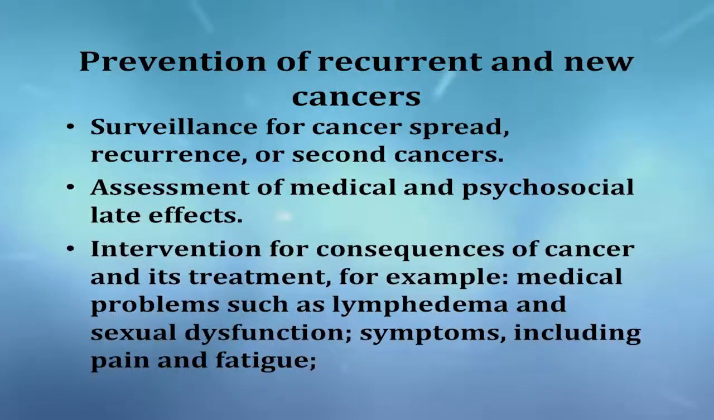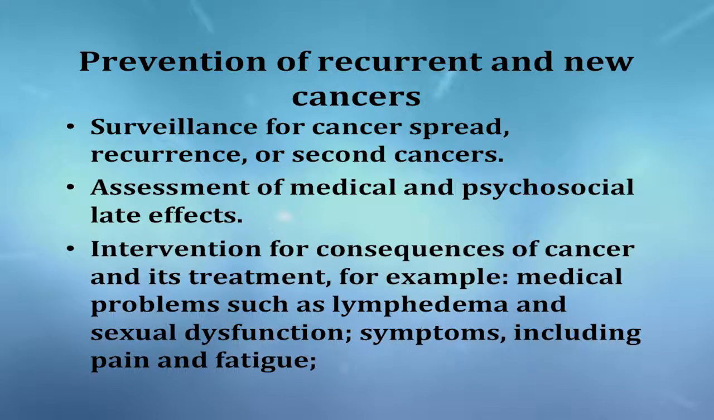Prevention of recurrence and new cancers. Why do we do that? Because one of the known behaviors of cancer is spread or recurrence, and by a follow-up or surveillance program, you will detect cancer spread at an early stage. This may not help patient survival, but it is important to know the prognosis and to do intervention for this.